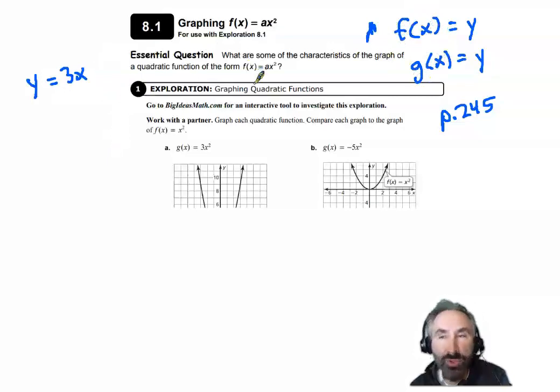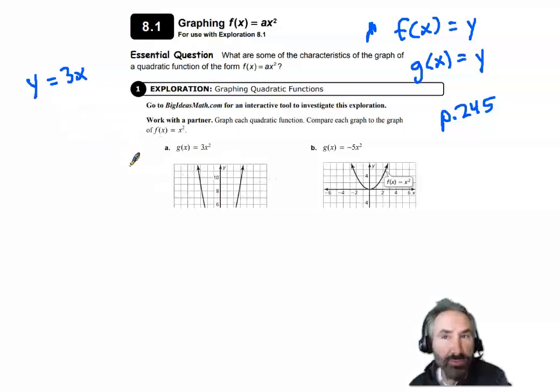Anyways, you're going to try to graph some equations that are in the form y equals some number a times x squared. Very simple quadratic. It's the most simple quadratic that we can get. Now, speaking of most simple quadratic, let's take a look at the very first page.